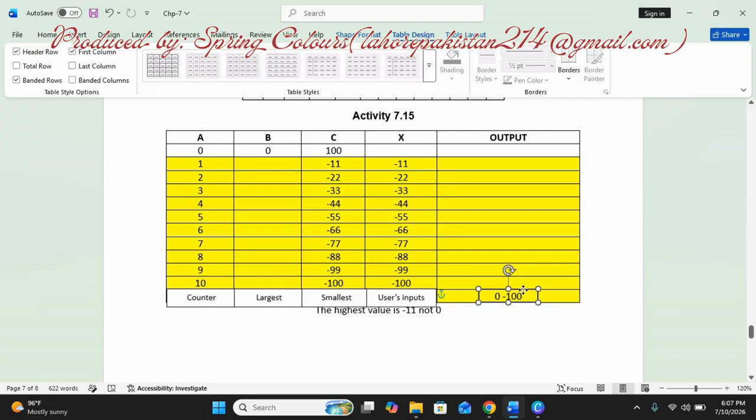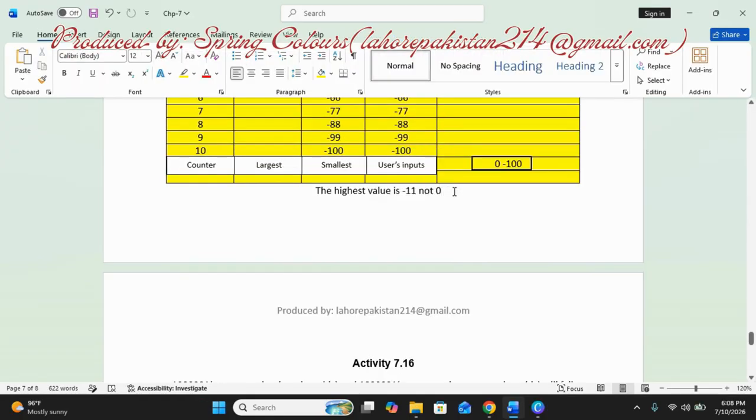This algorithm or flowchart is incorrect because the largest value that the user had given was minus 11. It was not 0. So what the flowchart has done is display this value of B as the largest value. So there is a flaw in the algorithm, as the highest value is minus 11, not 0. So the programmers need to work on the correction of this algorithm.